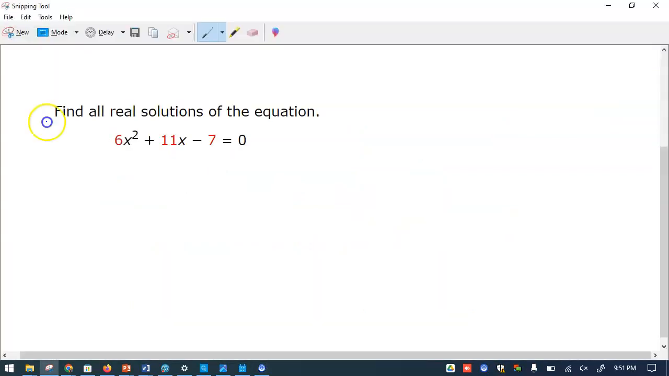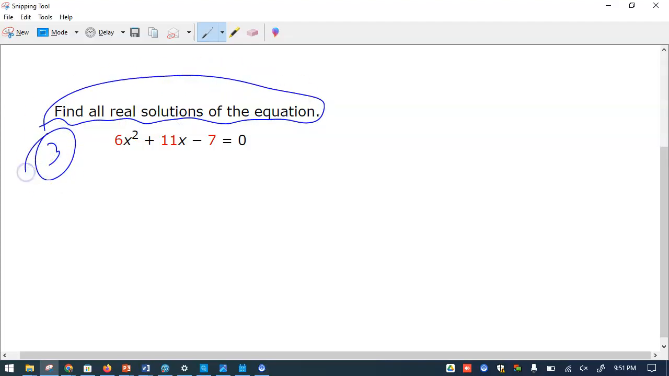Okay, so there's another question: find all the reals. I'm doing the third example. This is a quadratic, and there are many different methods we can use. So the one that I showed in the class, I'll do that.